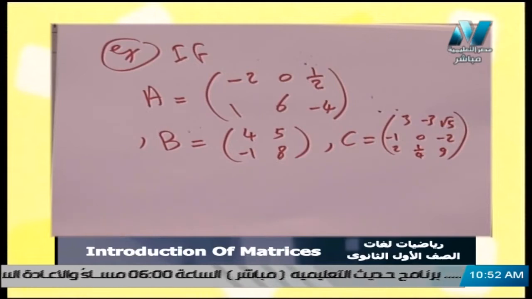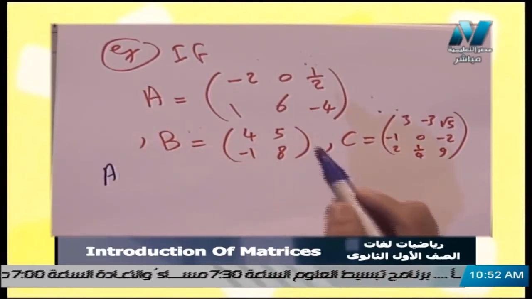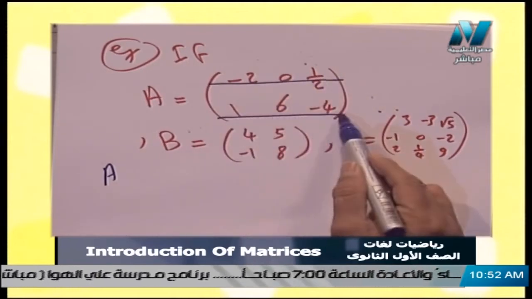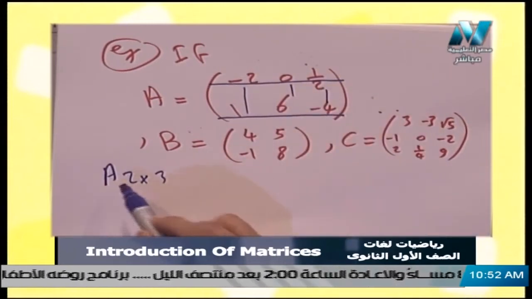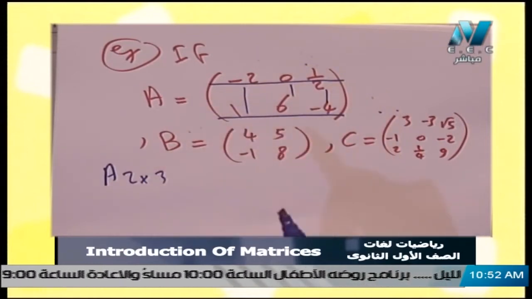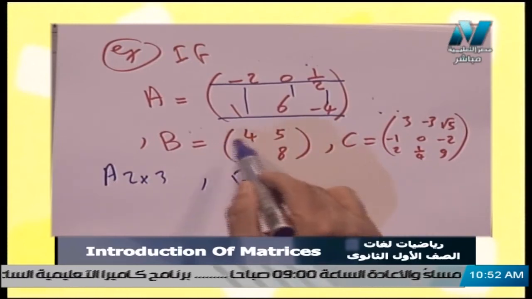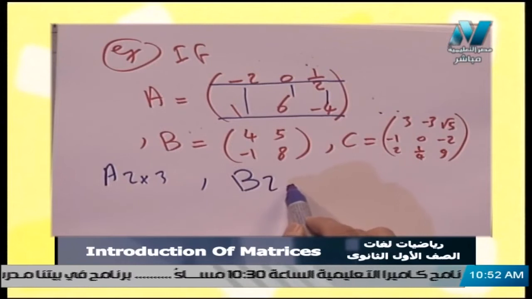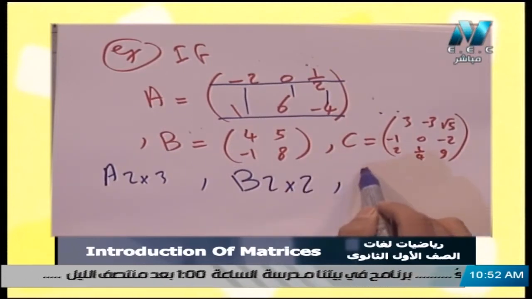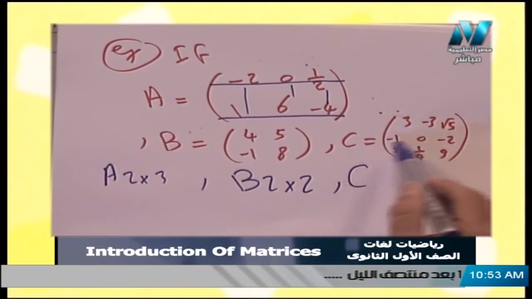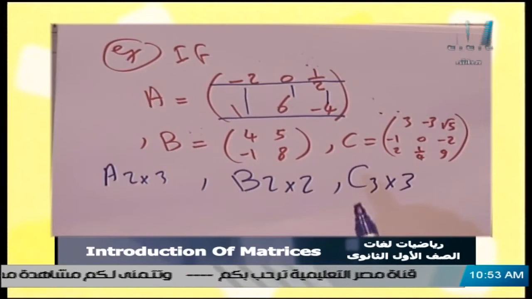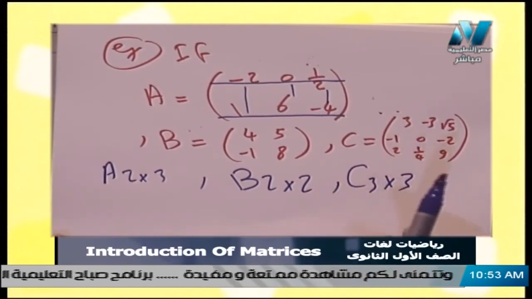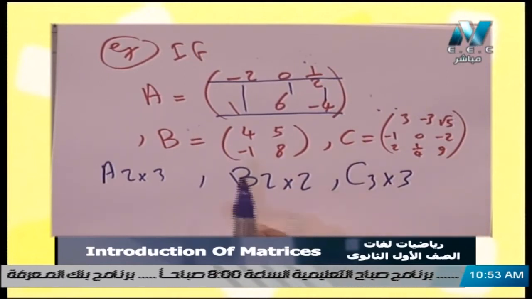And we would find what? To find the order of each one. The matrix A of order what? Yes, we have two rows, so it's 2 by 3 columns. The order of the first matrix, A, is 2 by 3. Matrix B is of order 2 rows and 2 columns, so it's 2 by 2. This one, C, let's count 1, 2, 3 rows by 1, 2, 3 columns. So its order is 3 by 3. Okay?